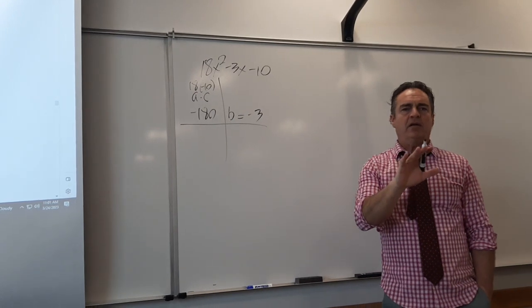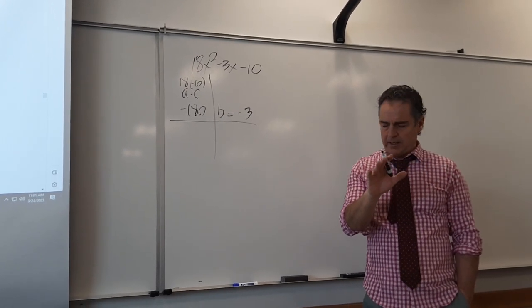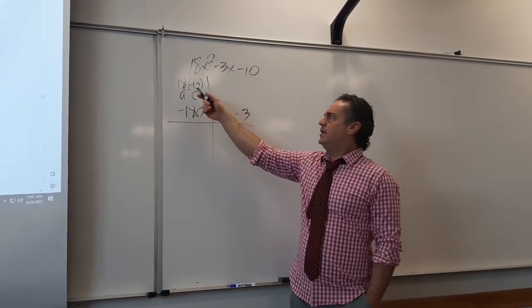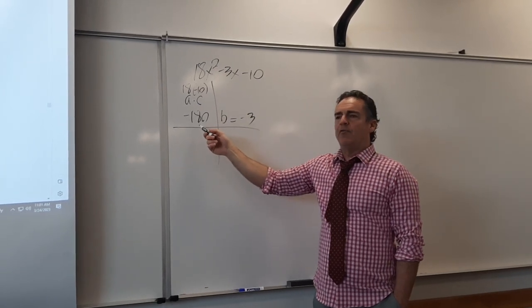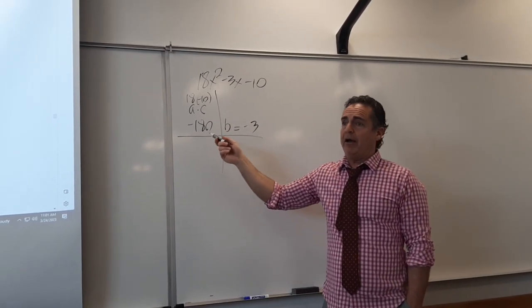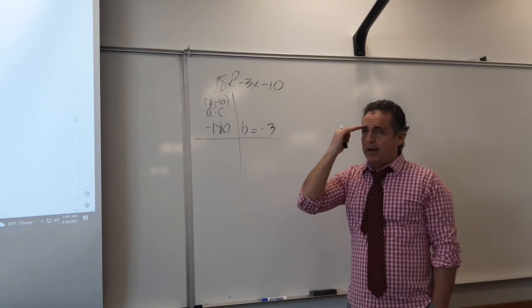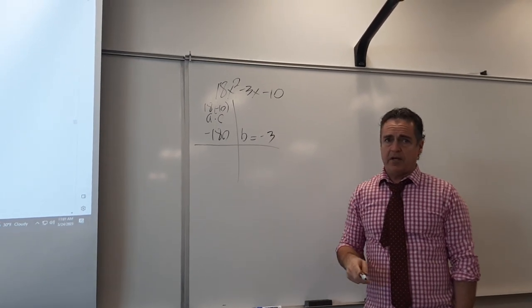Don't write it. Don't write it. Come on. You gotta watch this. 18 and negative 10 are a and c. They make negative 180. My number's getting bigger now. Now I can't just do this in my head. I'm really going to need this other thing to help me out here.